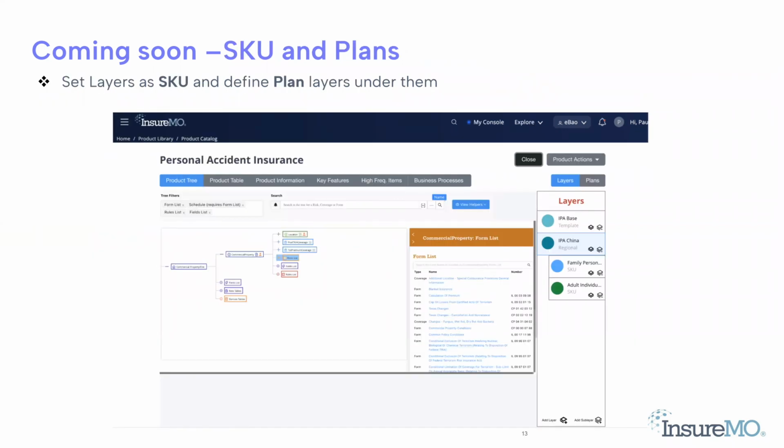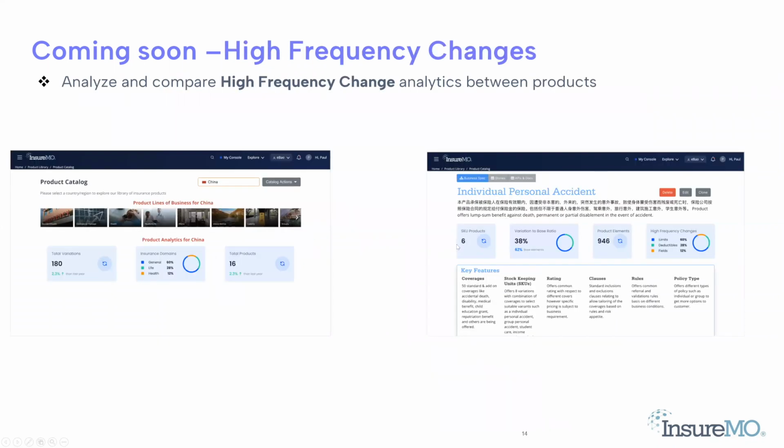Next is our SKU and plans. You can define a layer and set it as an SKU layer. On top of those SKU layers, you'll also be able to define any plans if needed. Finally is our high-frequency changes. You can view high-frequency change analytics between products and SKUs of your products.